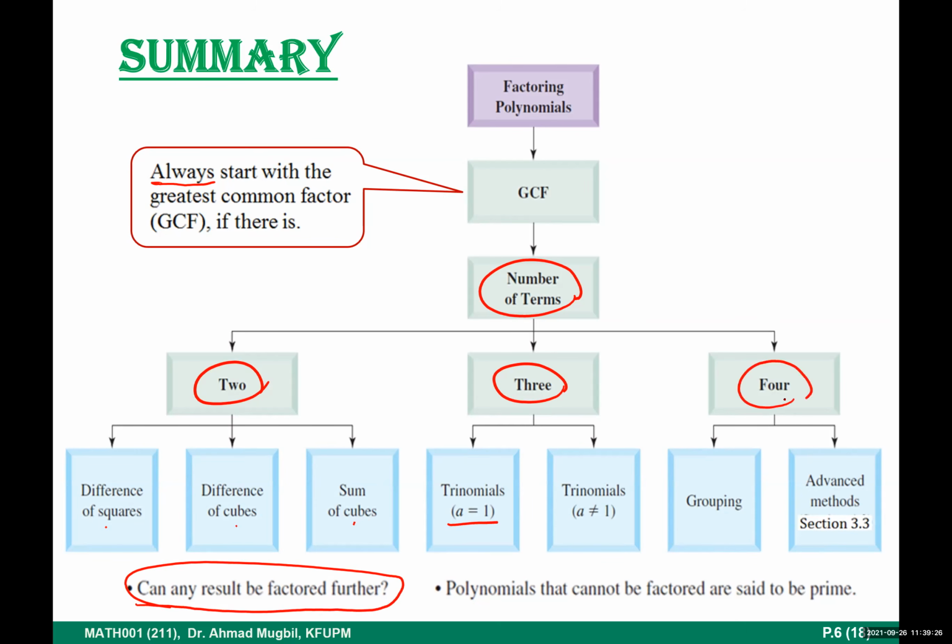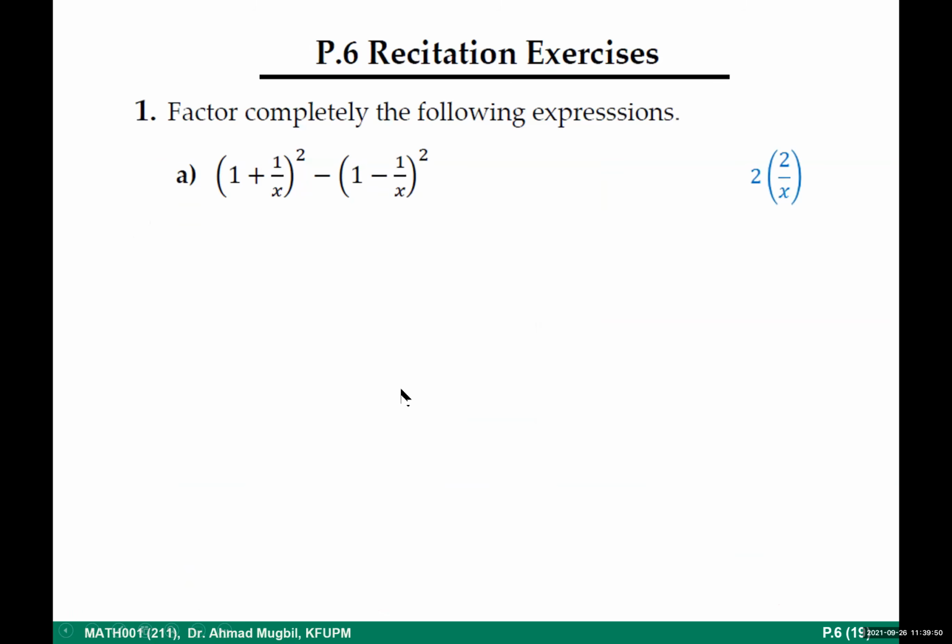Finally, if you have more than three terms, 4 or more, you may think about what? Grouping, and we will learn also some advanced methods in chapter 3. Okay. Keep in mind, of course, Shabab, that polynomials that cannot be factored are called prime. So maybe you are factoring a prime polynomial, and of course, this may happen.